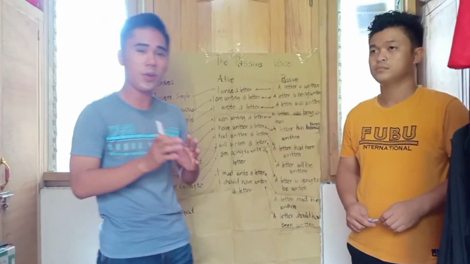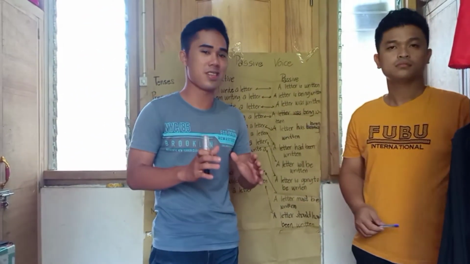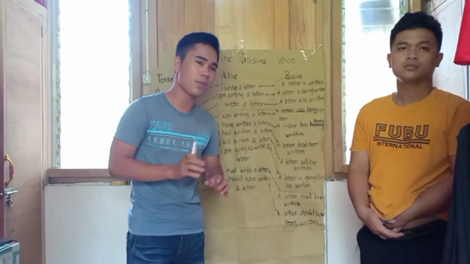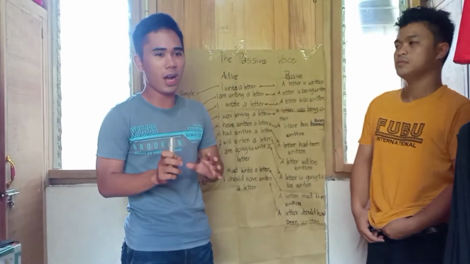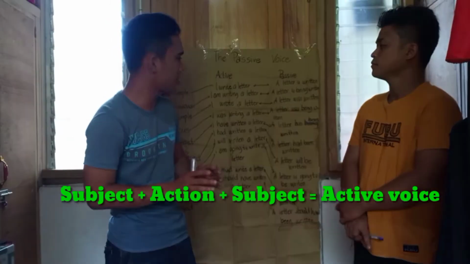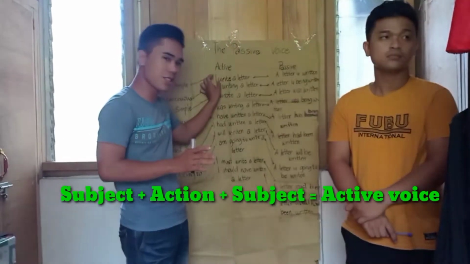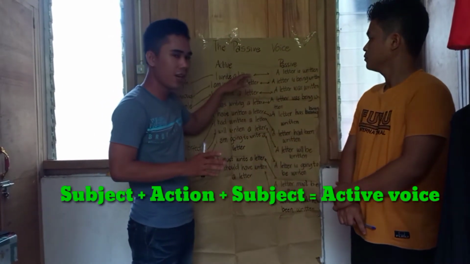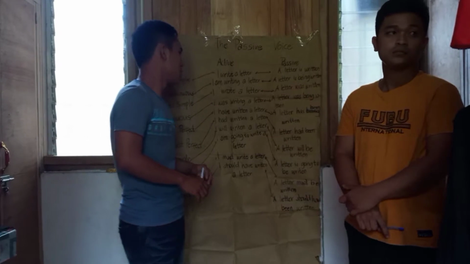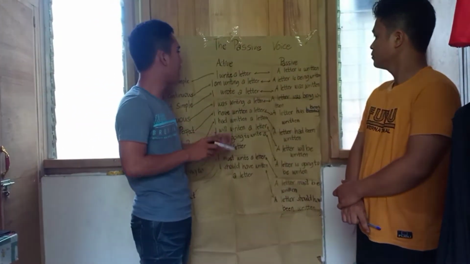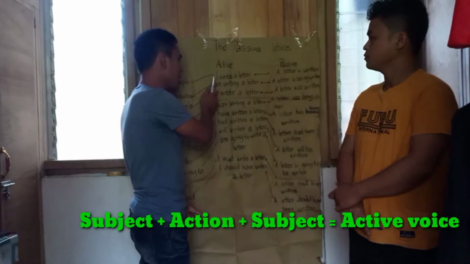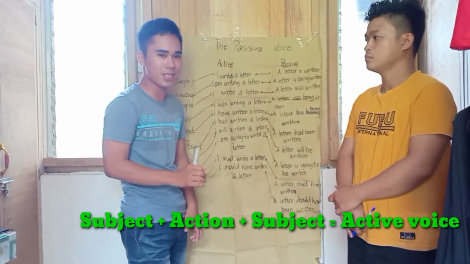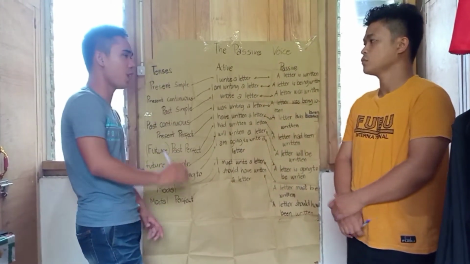Since we are mathematicians, we are going to use a formula for the active voice. The formula of the active voice is the subject first, then the action, and then the object equals active voice. Once again, the formula of the active voice is subject plus action plus object equals active voice. And you, sir, what is the formula of the passive?